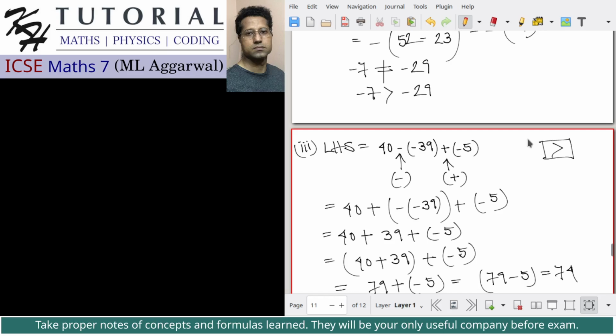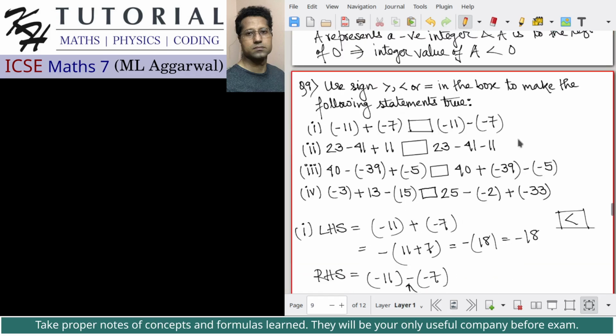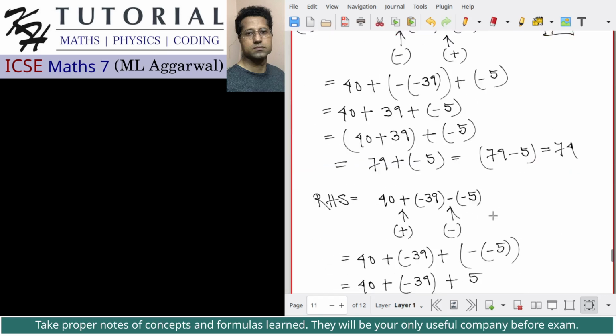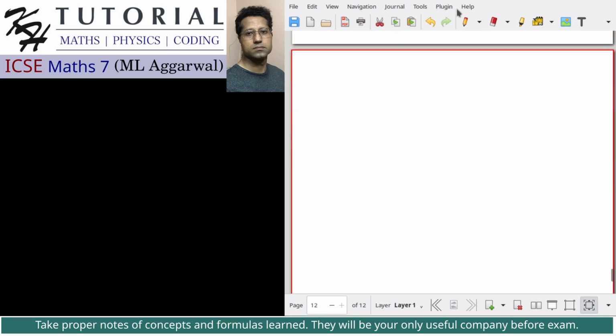Okay. Let's do the last part, that is part 4. We are having LHS, let's write the LHS. So part 4, LHS is equal to this. So we have to first simplify this numerical expression.